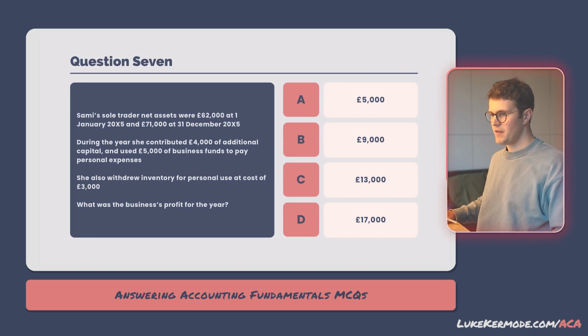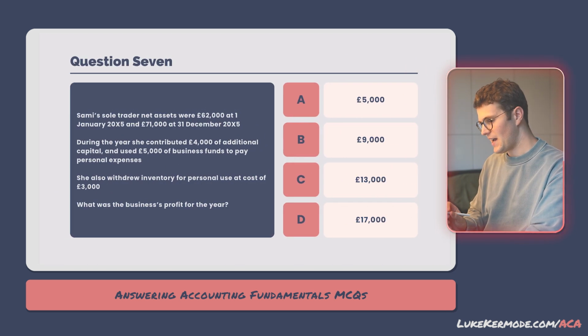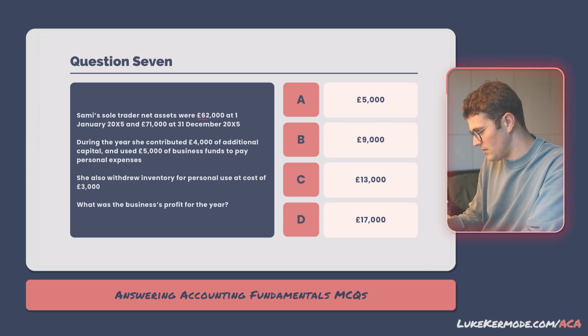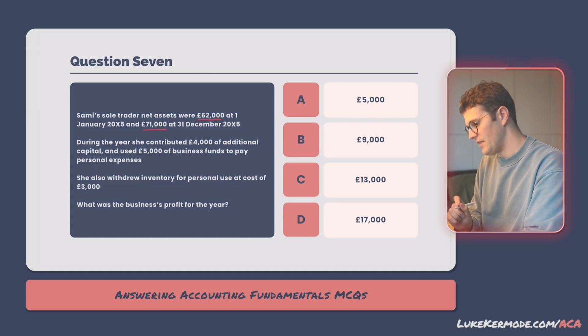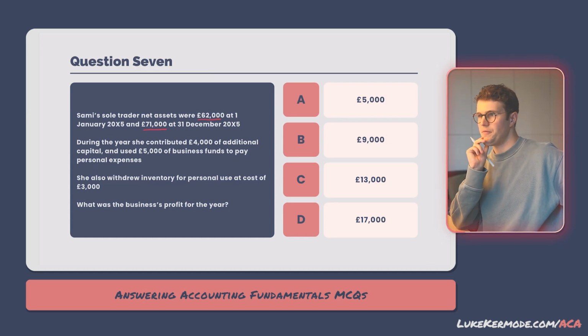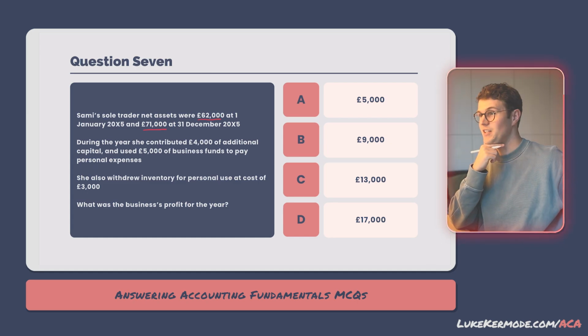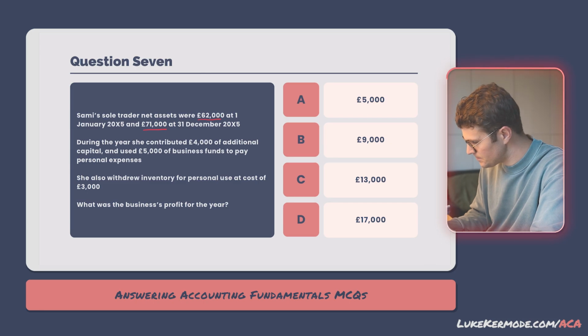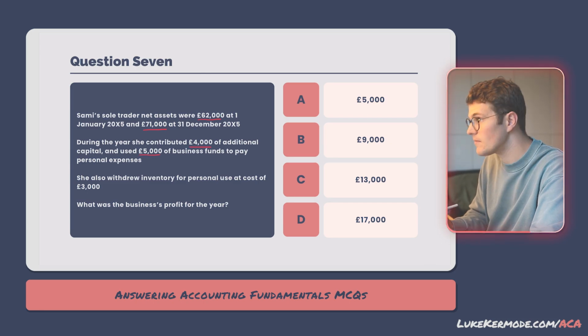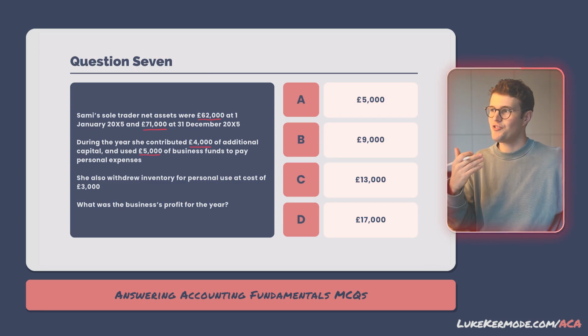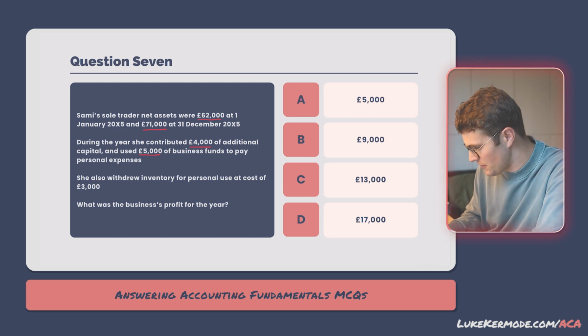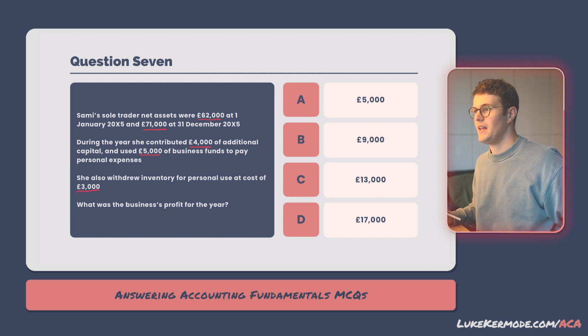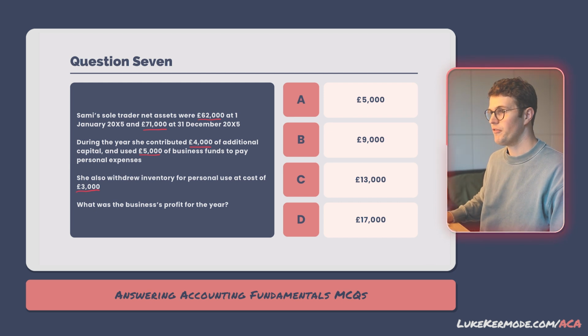Cool, let's move on to question 7. So we're told that Sammy's sole trade net assets were £62,000 at the 1st of January and £71,000 at 31st of December 20x5. During the year, she contributed £4,000 of additional capital and used £5,000 of business funds to pay personal expenses. She also withdrew inventory for personal use at a cost of £3,000. So the question that we need to answer is, what was the business's profit for the year?